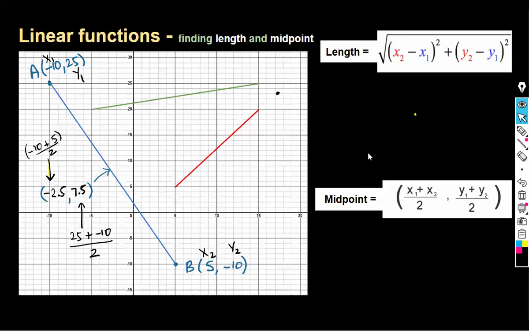Right. Find the midpoint of the green line now. I think this one is easy, right? I'll erase that there. This is minus 5, 20, 15, 25. Find the midpoint of the green line. I guess it will be somewhere here.